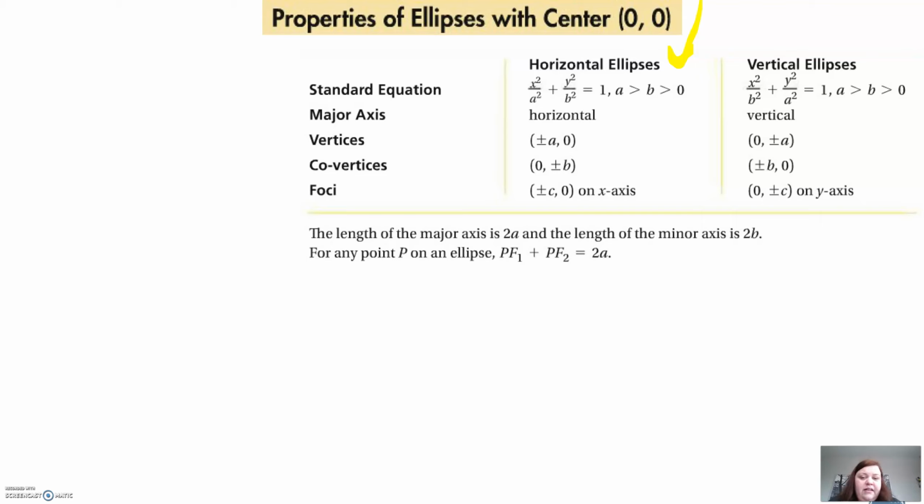And back to the horizontal ellipses. The vertices, notice, are plus or minus a, comma, 0. Co-vertices are 0, comma, plus or minus b. I'm going to skip over the foci. We're going to hold off on that for just a minute.